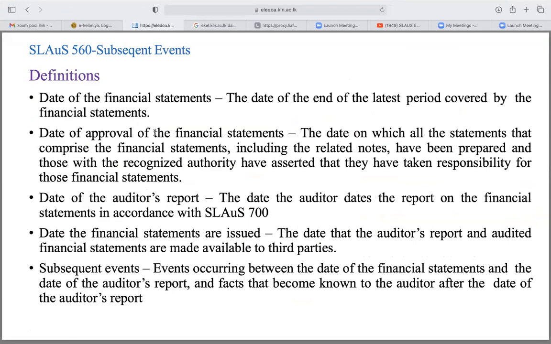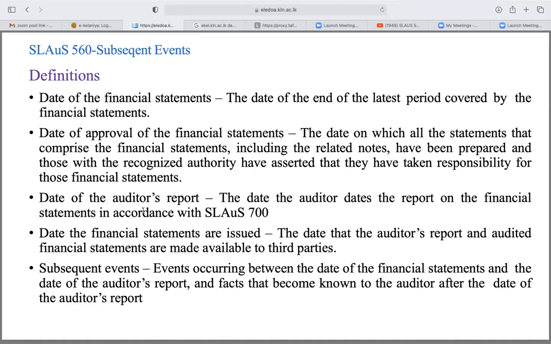Date of approval of the financial statement: the date on which all the statements that comprise the financial statements, including the related notes, have been prepared, and those with the recognized authority have asserted that they have taken responsibility for those financial statements. Right? So basically, the date on which the financials are approved by those charged with governance is the date of approval of the financial statement.